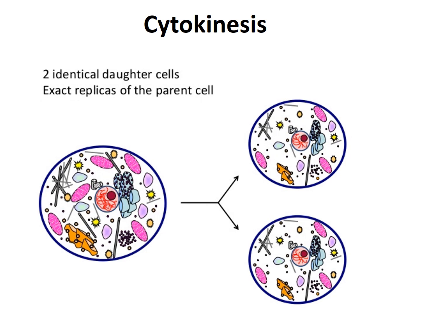Cytokinesis marks the end of mitosis, in which you have two identical daughter cells that are exact replicas of the parent. And they're exact replicas of each other, which is convenient if you just want to grow a new skin cell or grow your hair longer.